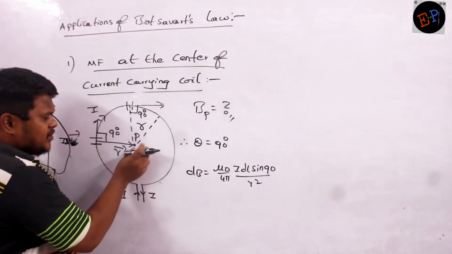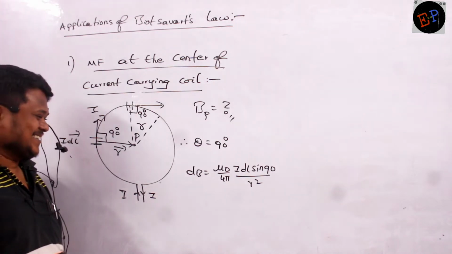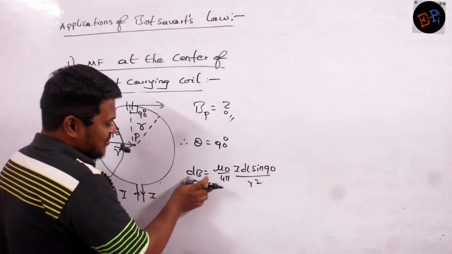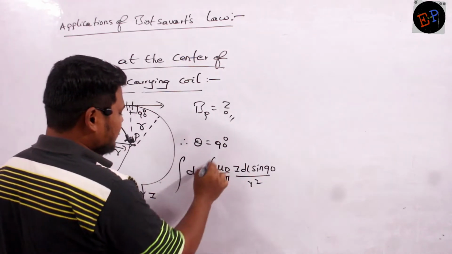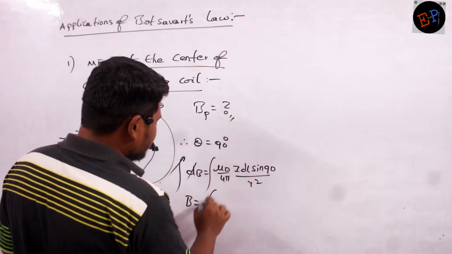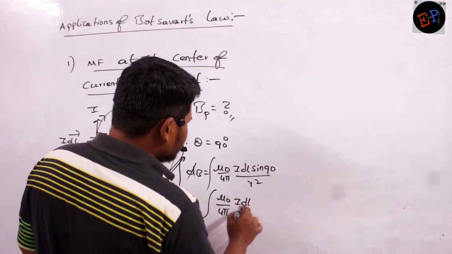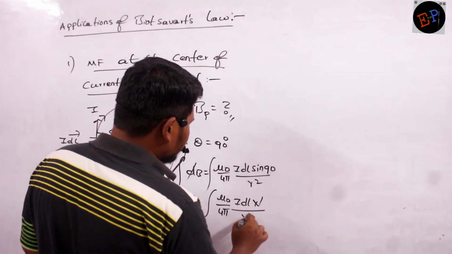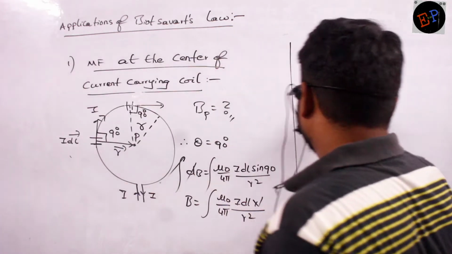Small amount of magnetic field because of a small current carrying element. If I want to calculate the total magnetic field, what do I have to do? Integrate on both sides. Integration and differentiation will get cancelled. So B is equal to the integration of mu naught by 4 pi, I dl sine 90, whose value is 1, divided by r square.